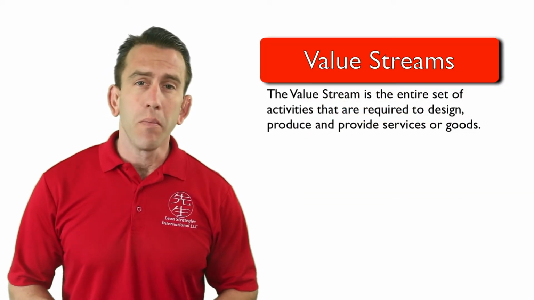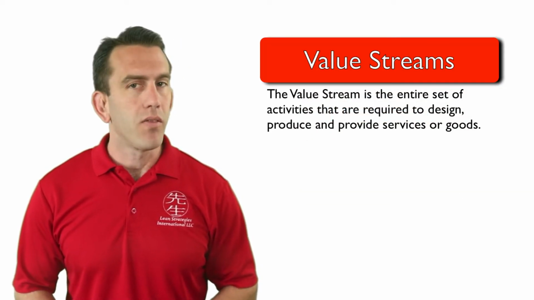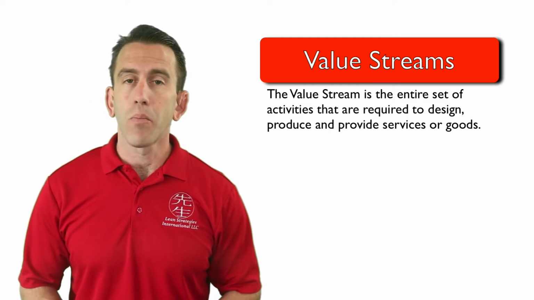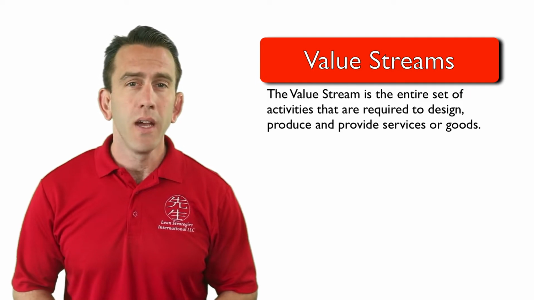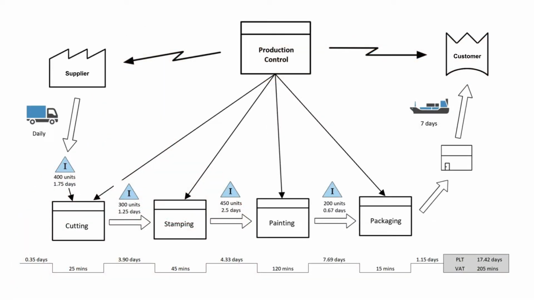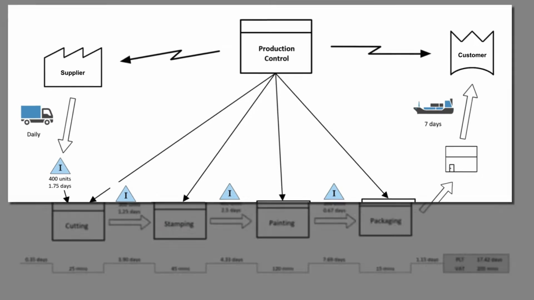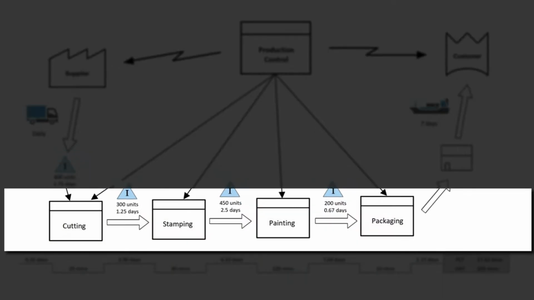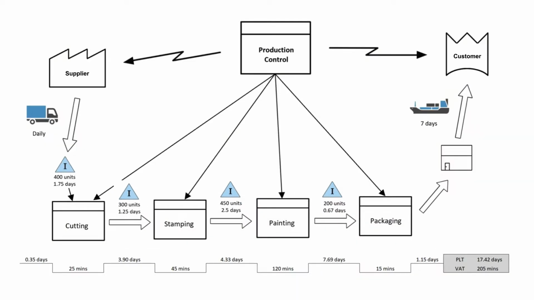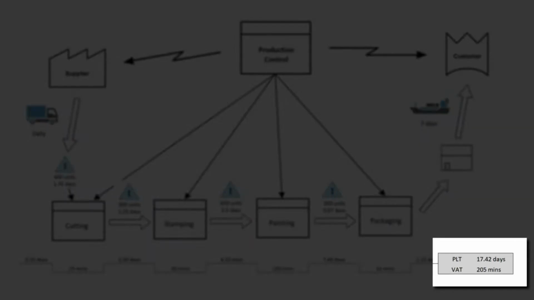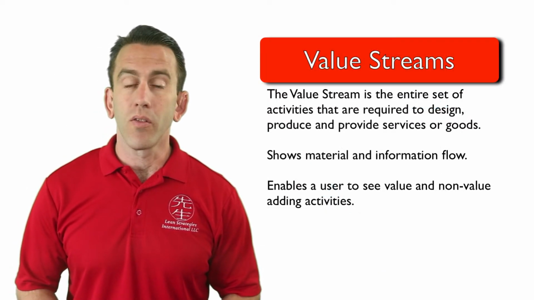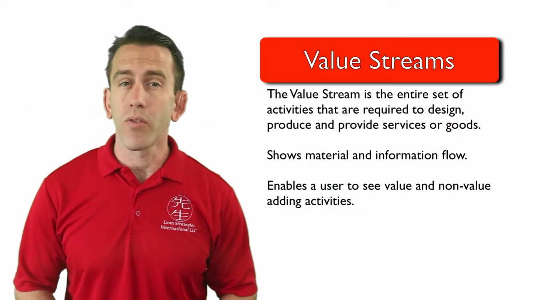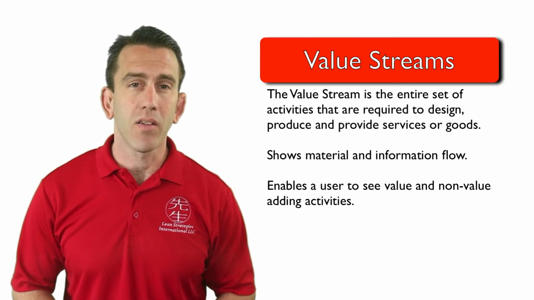The value stream is the entire set of activities that are required to design, produce, and provide goods or services. Included in every value stream is both information and material flows. When a value stream map is used, you can identify both value-added and non-value-added activities. It's worth noting that most value streams contain more than 70% non-value adding activities.